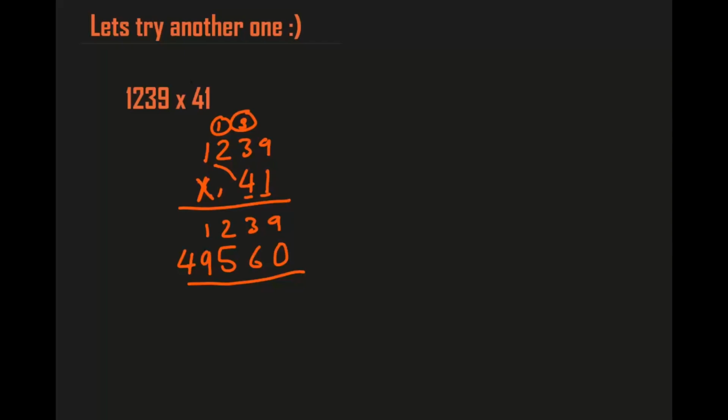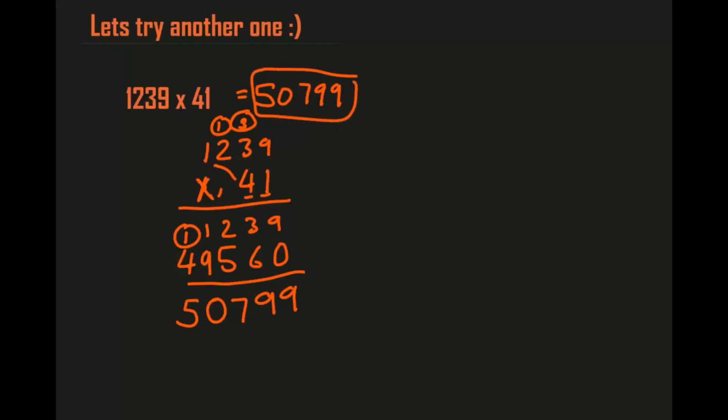So, let's add. 9 plus 0 equals 9. 6 plus 3 equals 9. 5 plus 2 equals 7. 9 plus 1 equals 10. So 1 goes up here, 0 down here. And then we have 4 plus 1, which is 5. So that means our answer here is 50,799. 50,799 is our answer.